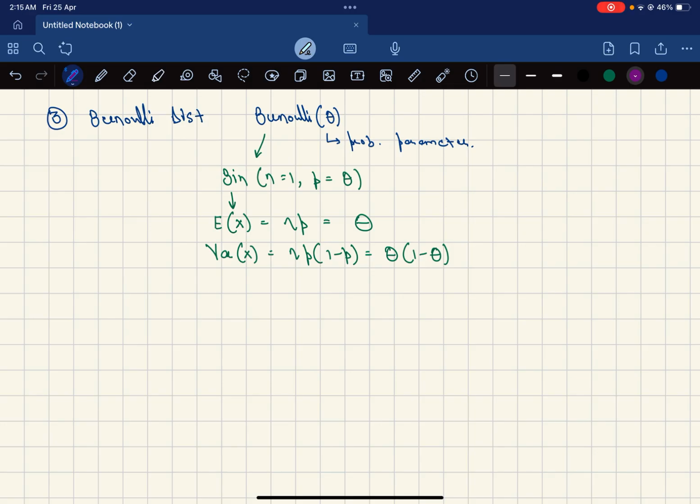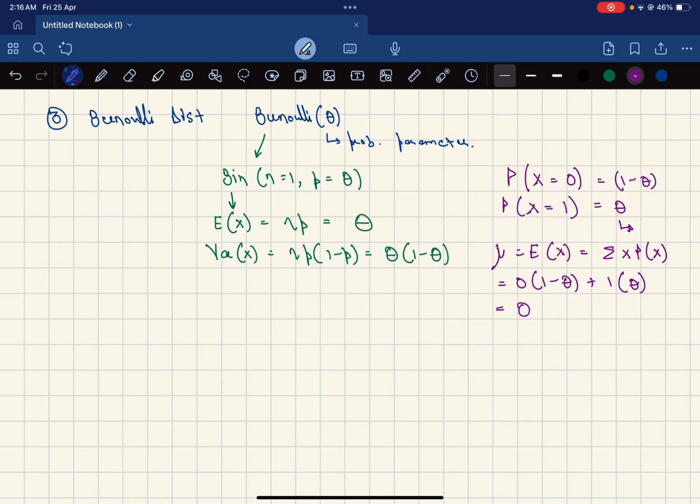Another way to compute the mean and variance would be to look at the probability mass function of a Bernoulli distribution. We already know there are only two possible values for a Bernoulli distribution, that is x equal to 0, which has probability 1 minus theta, and x equal to 1, which has probability theta. So this is the probability of the event to occur, and in that case x will be equal to 1. Now to calculate the expected value, we calculate the mean as the sum product of x with their corresponding probabilities. This is 0 into 1 minus theta plus 1 into theta, which is theta. And this is the same value which we got from the binomial distribution.